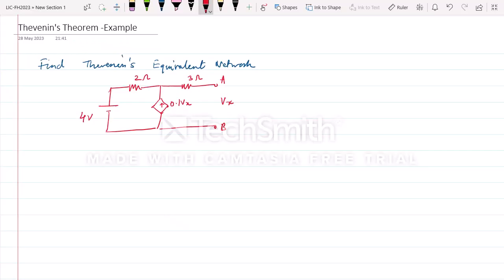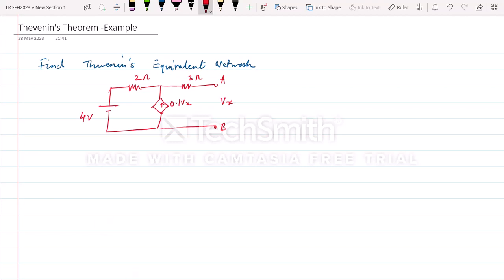Yes, hello students. So in this video we are going to see the Thevenin's theorem example. This is the example where we are going to find the Thevenin's equivalent network. As we discussed in the last video, it consists of a dependent source. The dependent source depends on Vx, that is VAB, that is your VTH.